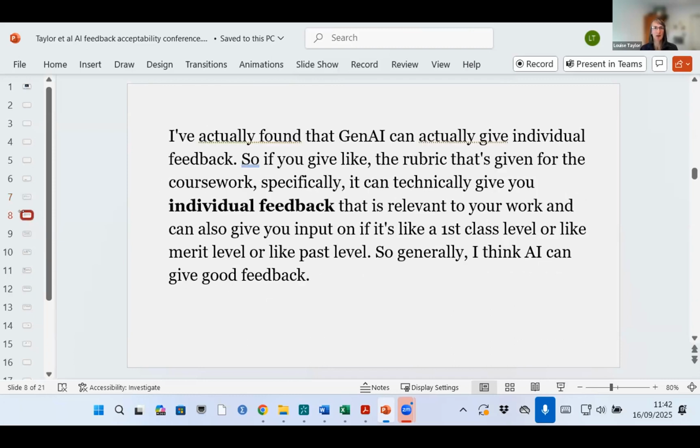Another student said, I've actually found that GenAI can give individual feedback. So if you give the rubric that's given for the coursework specifically, it can technically give you individual feedback. And this is what Jen and you were just saying about the students, wasn't it? That they've actually done this themselves. So we'd found that some students had done this. So it can give you individual feedback relevant to your work. It can also give you input on if it's a first class or merit or pass. So generally, I think AI can give good feedback.